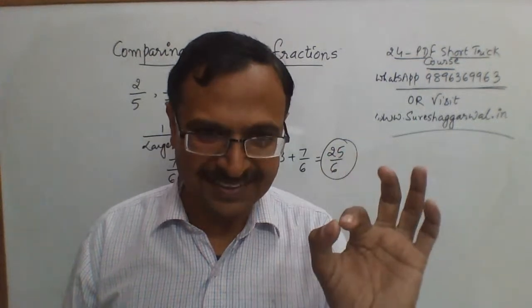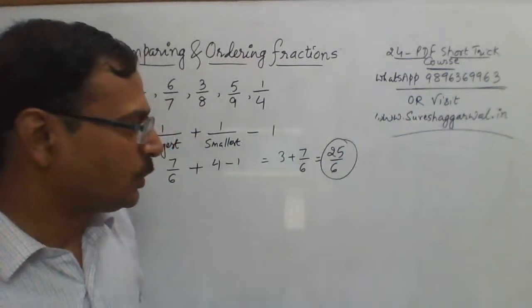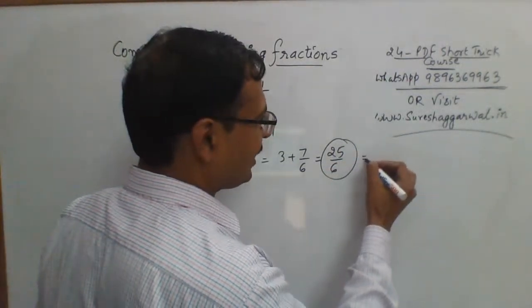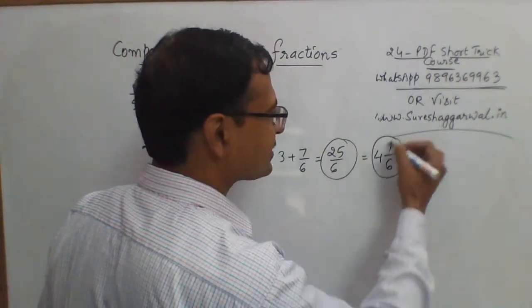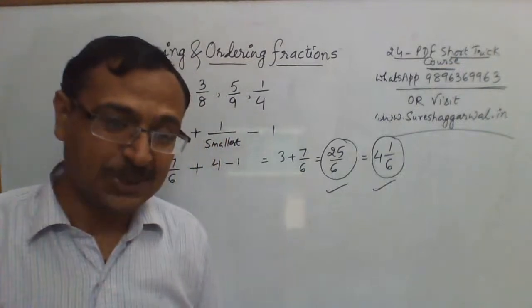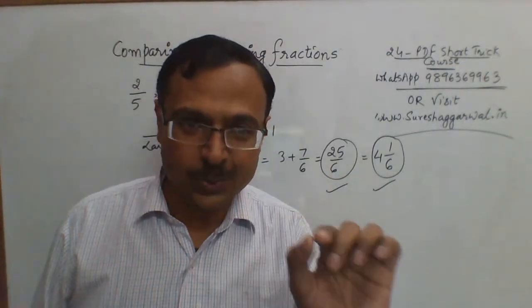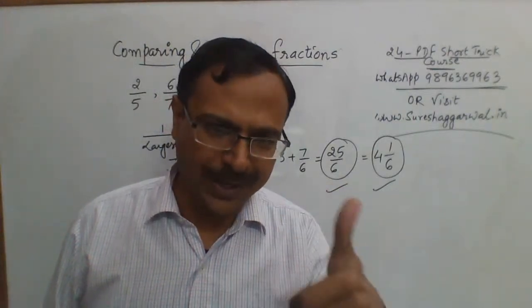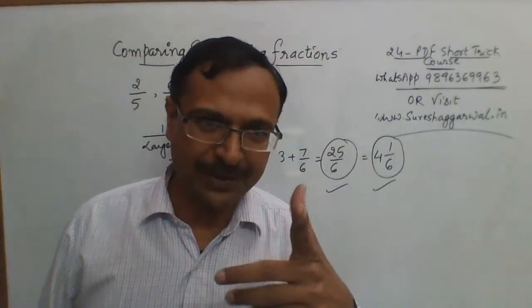Very well done. So you converted that into a mixed fraction, I understand. 25 by 6, if you divide 25 by 6, you get 4 and 1 remainder. So 4 1 by 6 is also correct, and 25 by 6 is also correct. So prize winner for today's prize question is Ritvik Aditya Agarwal. Well done, Ritvik, and hearty congratulations to you for getting that one correct.